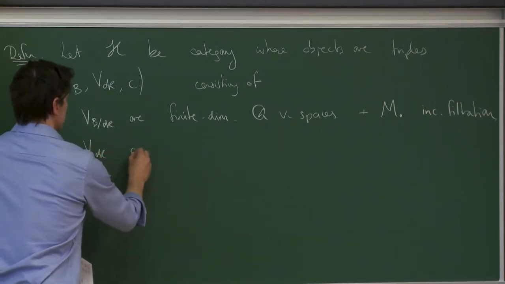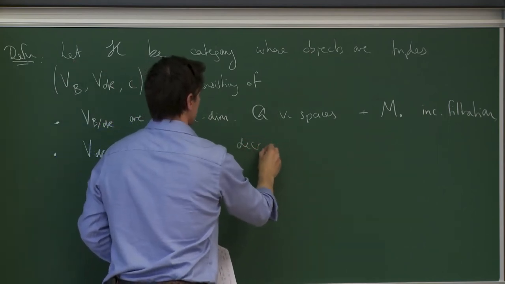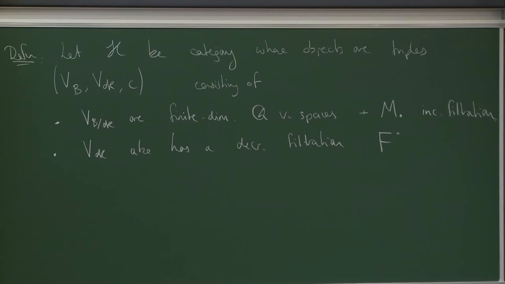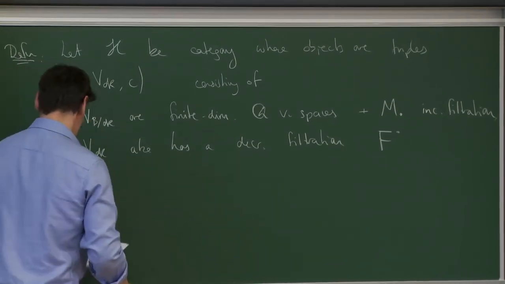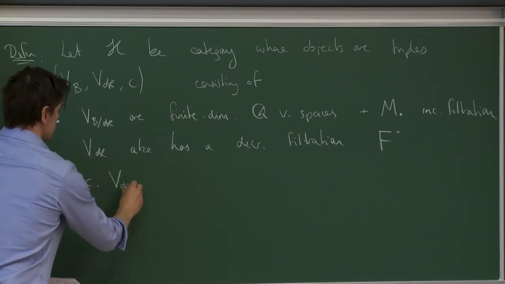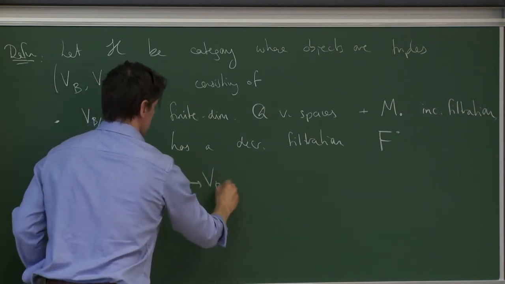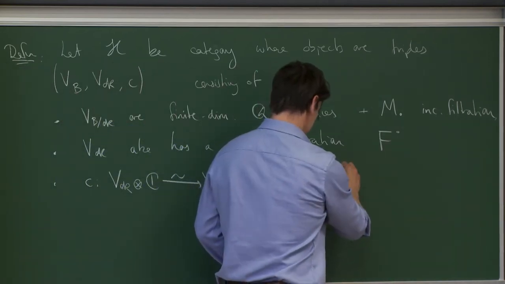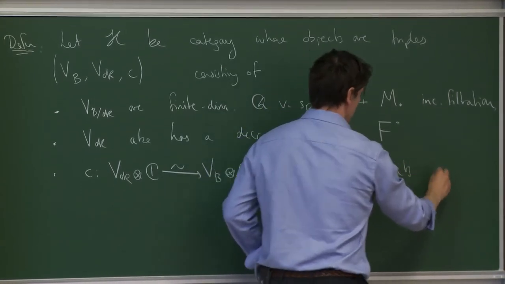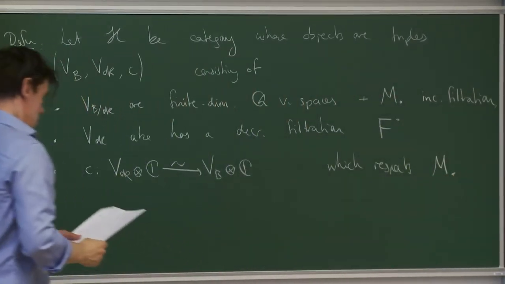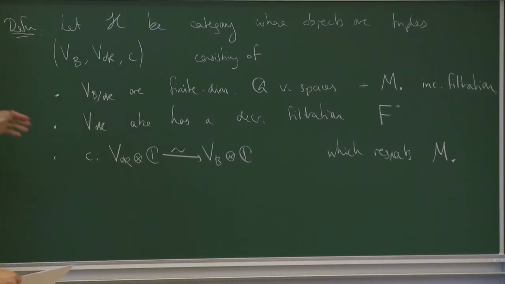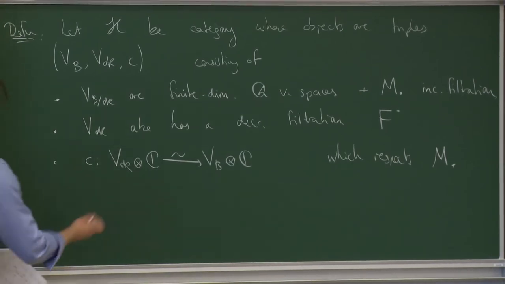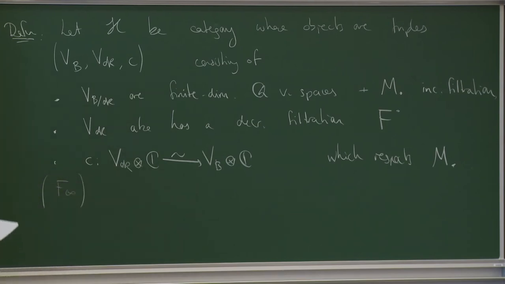So V_DR also has a decreasing filtration F. So these are filtrations of Q vector spaces, and they are finite and exhaustive. Then C is an isomorphism from the complexifications of these vector spaces, which respects the weight filtration M. There's the data of a real Frobenius, which is very useful, especially for constructing modular forms I mentioned in the first lecture, and which I won't have time to do. Since actually I won't need it, I'm just going to drop it and put it in brackets and skip that.